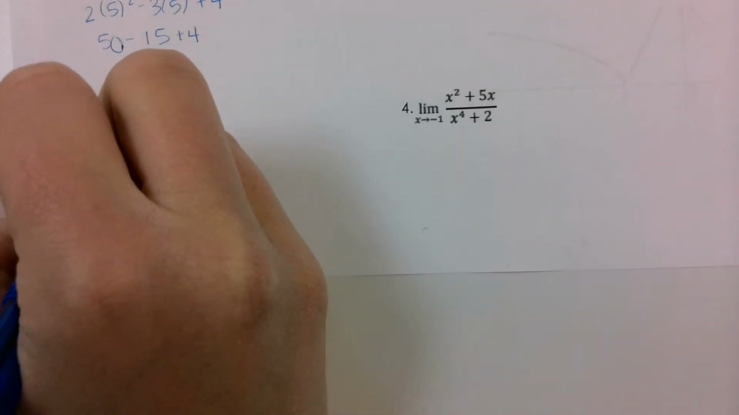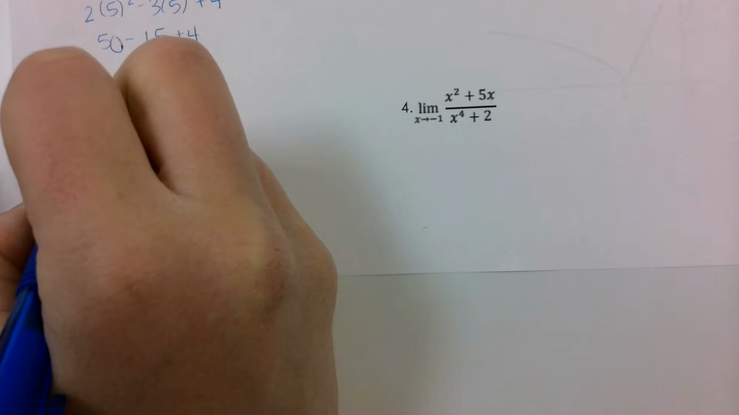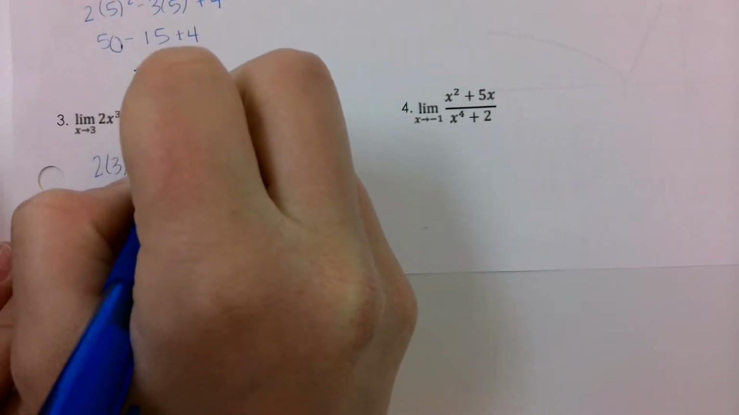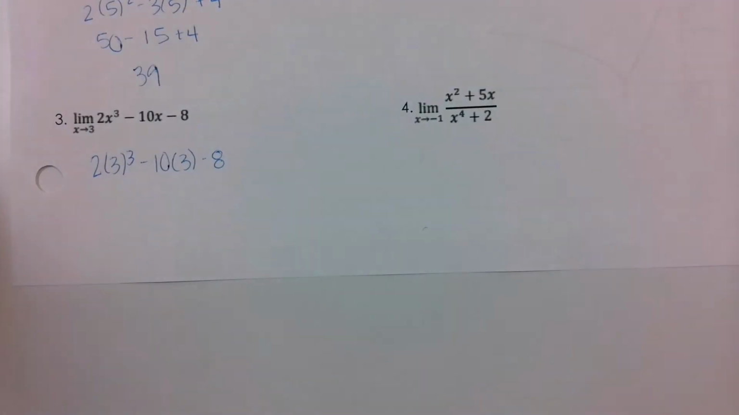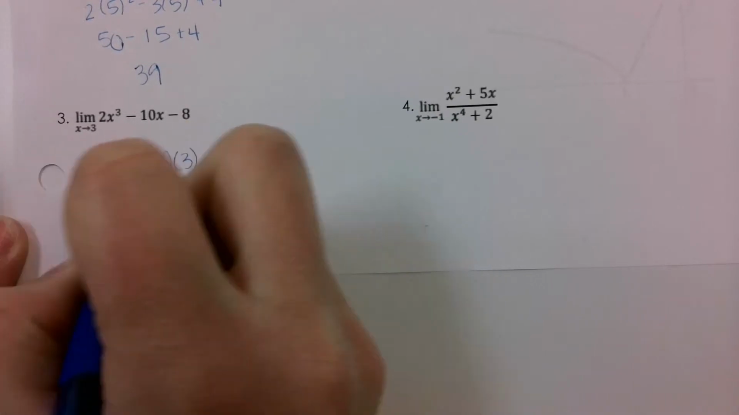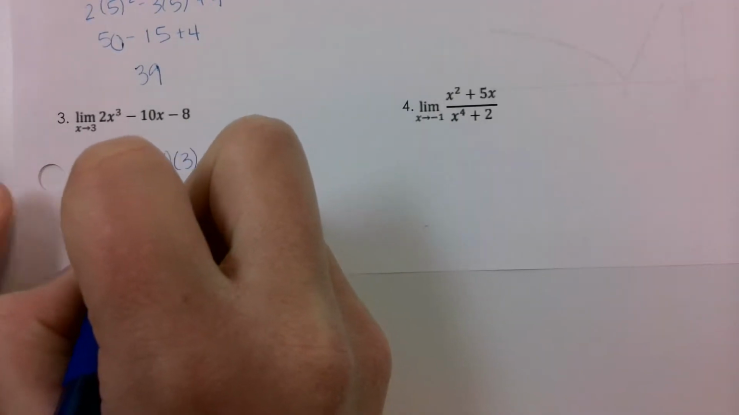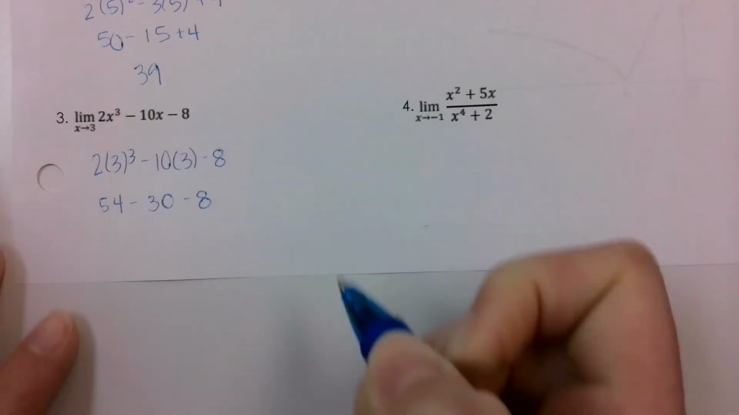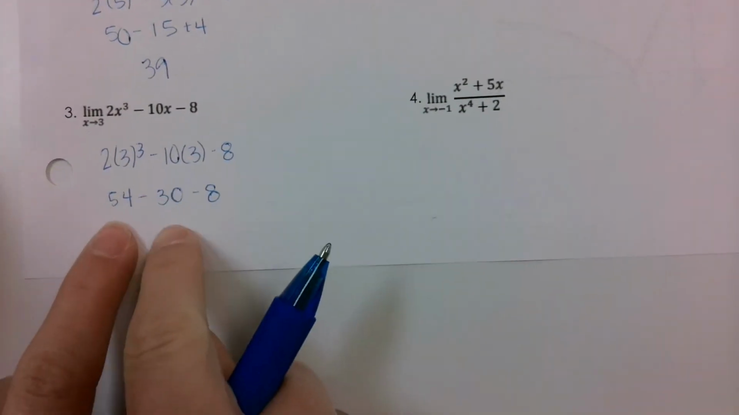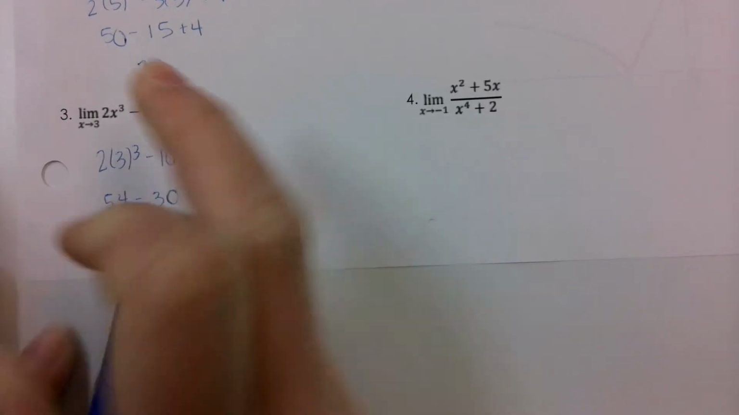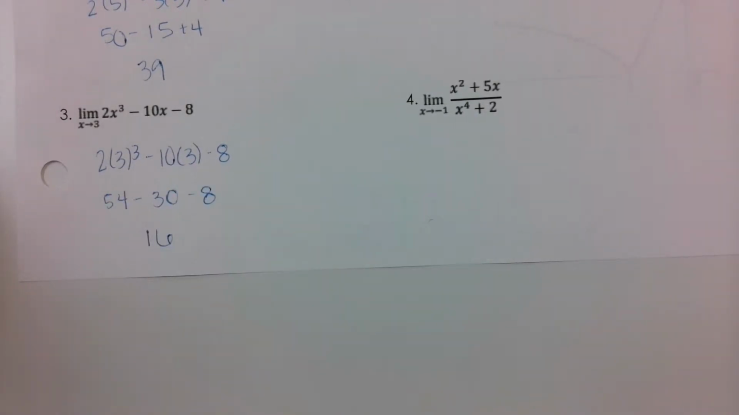So you're going to have 2 times 3 cubed minus 10 times 3 minus 8. So 3 cubed is what? Times 2. So we got 54 and minus 10 times 3. Go ahead and get the 54 minus 30. So your final answer there? There we go. Is that okay? They're the same one.